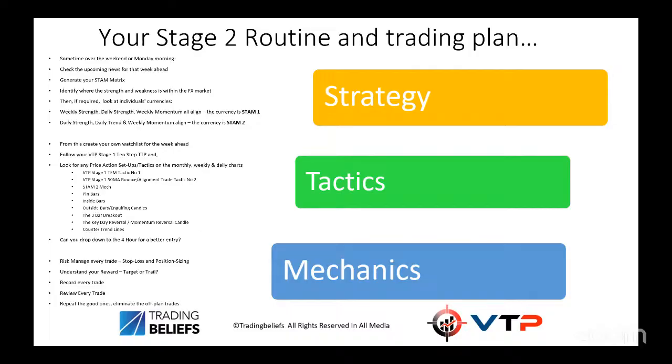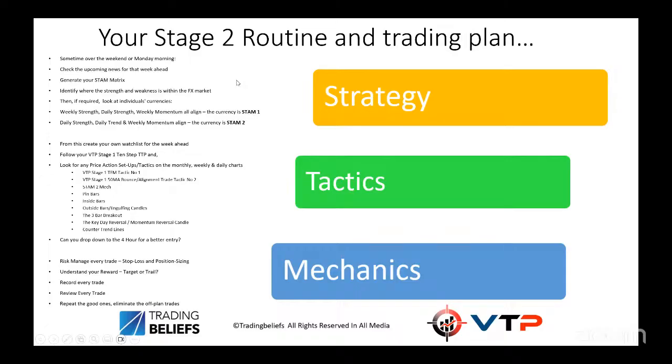Now, for a lot of people, once they've identified where the strength and weakness is, they're happy to go off and trade their own tactics in their own way, and that's absolutely fine. But if you want to go down a little bit deeper, you can start to get an idea of which currencies in particular are STAM 1, where you've got weekly strength, daily strength, and weekly momentum all in alignment, or STAM 2, the earlier version, where daily strength, daily trend, and weekly momentum are in alignment. But the important thing is that from all of that, you create your own watch list for the week ahead.